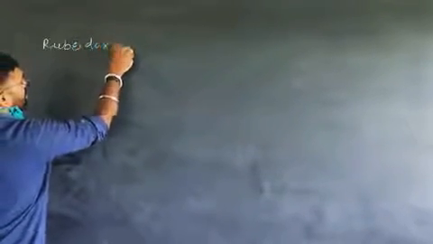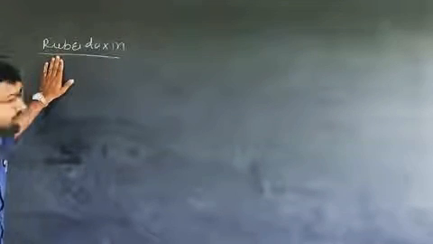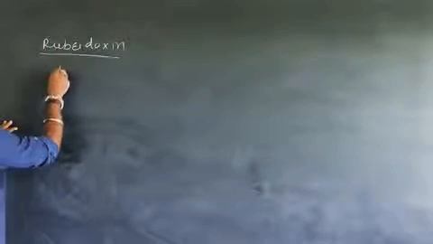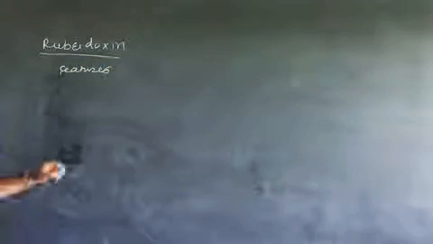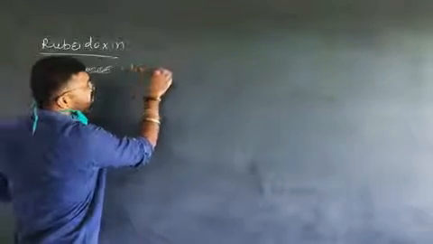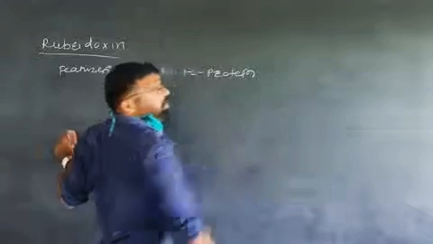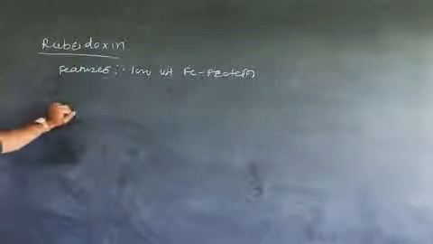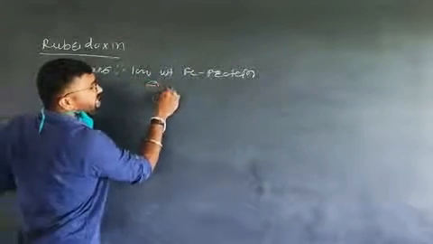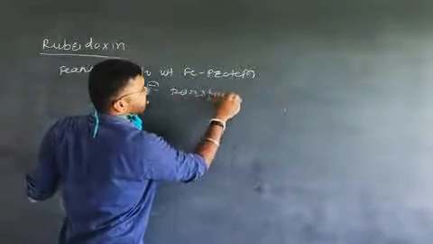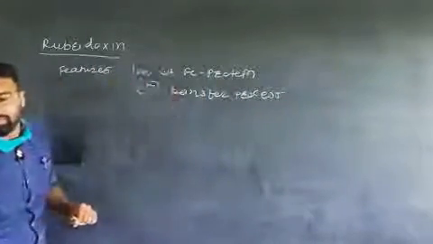So first is rubredoxin. What is this rubredoxin? Suppose I write here the features of rubredoxin. The first feature is that it is a low molecular weight Fe protein as compared to other bacterial proteins. This plays an important role in the electron transfer process.